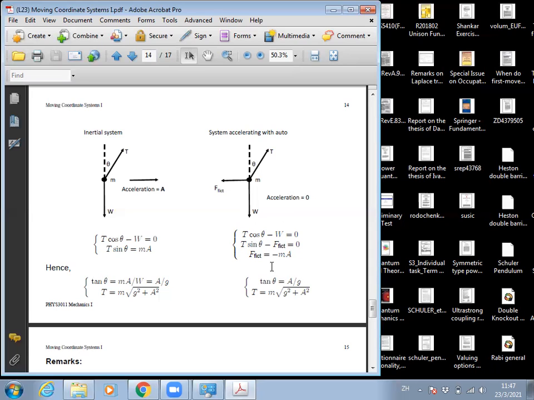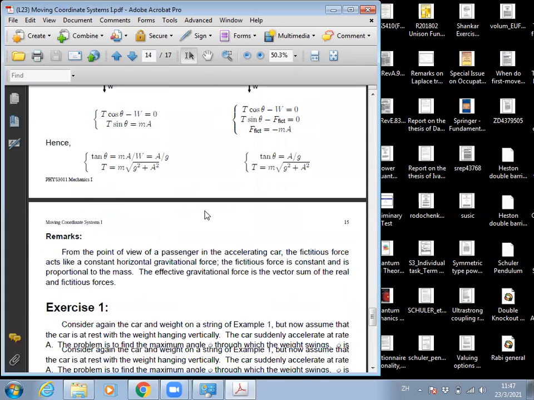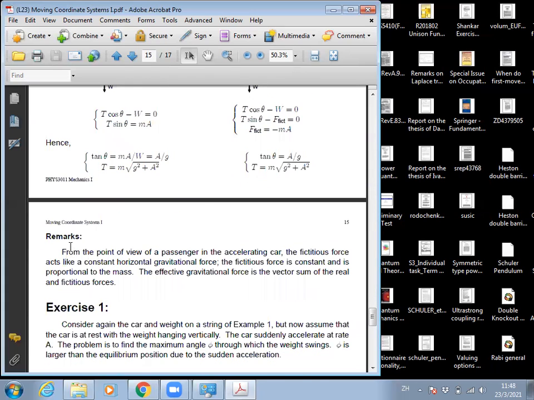Then we come to the expression for the angle: tangent theta equals a over g again. And T can be obtained in a similar way, like before. So you can see that no matter which frame you work in, you get the same result.